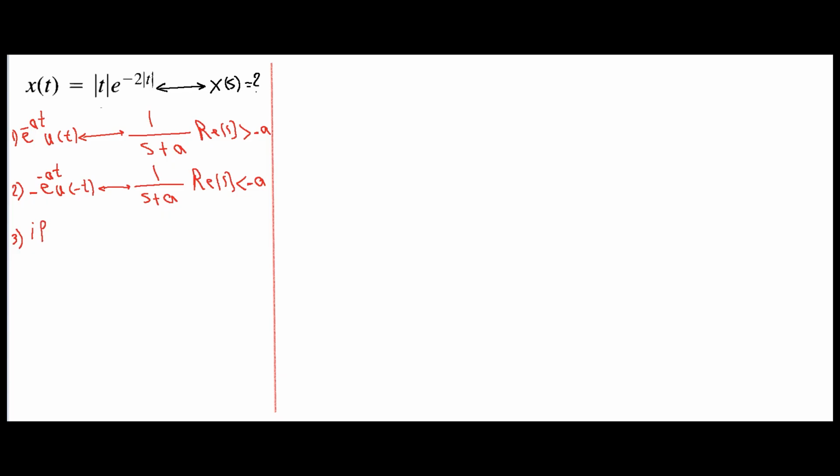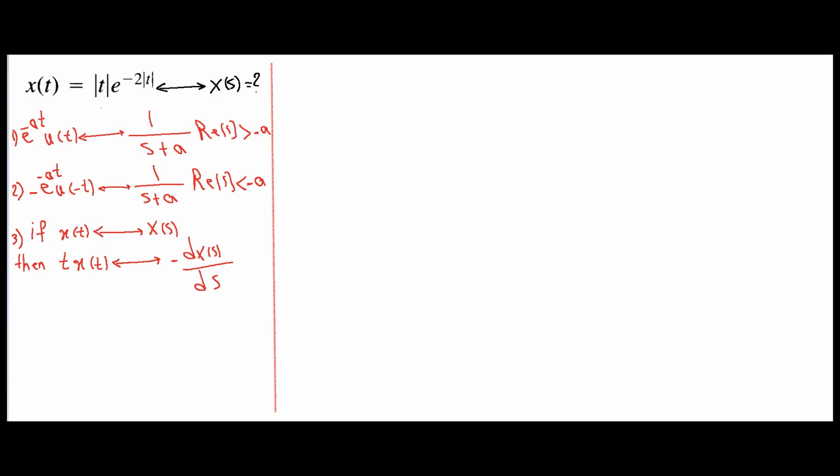The third property is the differentiation property. If x(t) has Laplace transform X(s), then t x(t) has Laplace transform minus derivative of X(s) with respect to s. Now let's solve the problem.